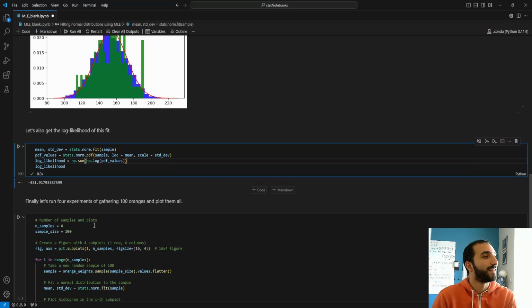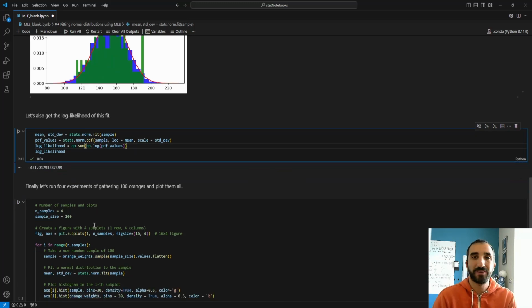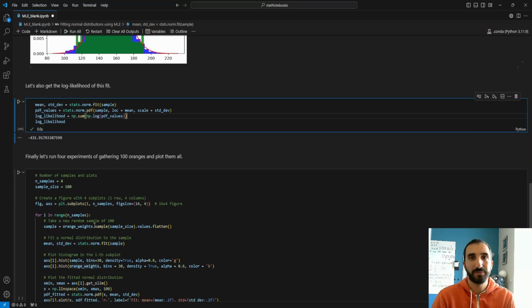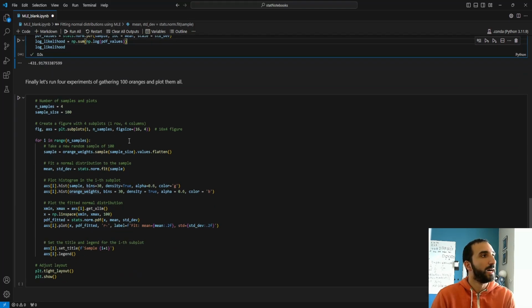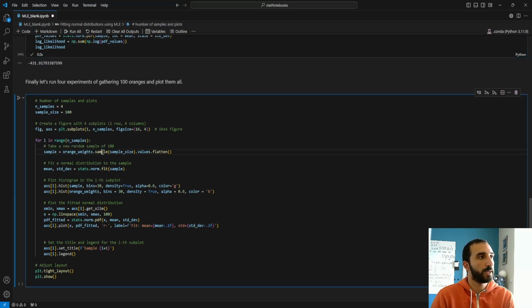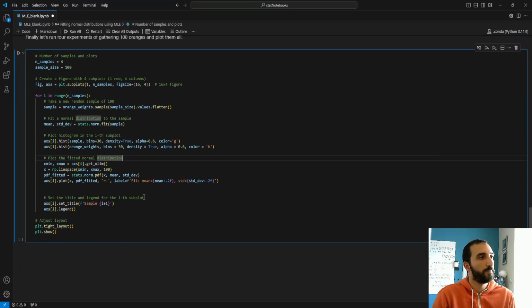Okay, and the last thing I want to do is just run the experiment 4 times all at once and plot all of the outputs. So I just have some code I've already written here. So all this does is run the experiment 4 times. So you take a sample in each loop, and then you plot it, and then there's some messing around with matplotlib to get it to align nicely. Not particularly interesting, so I just have it written out here.